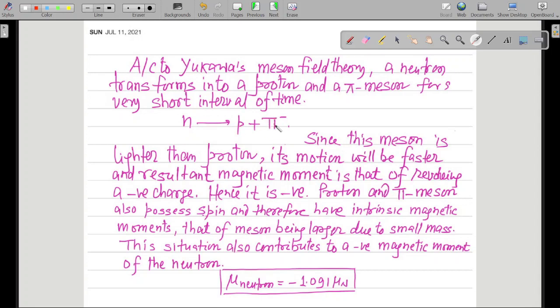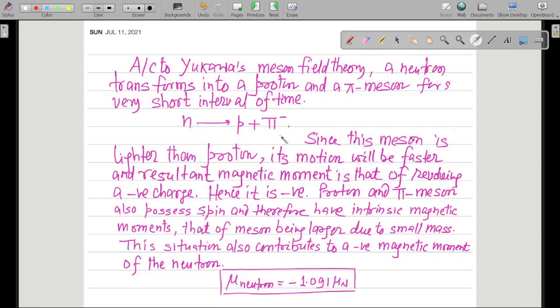Why pi minus meson, with negative charge? Because plus and minus equal to 0. Charge has to be balanced on both sides of the equation. So that's why neutron will be converted into a positively charged proton and a negatively charged pion. This pion has a very low mass, proton has very high mass, and neutron too has a very high mass. So this pi minus meson will be ejected out of this neutron.